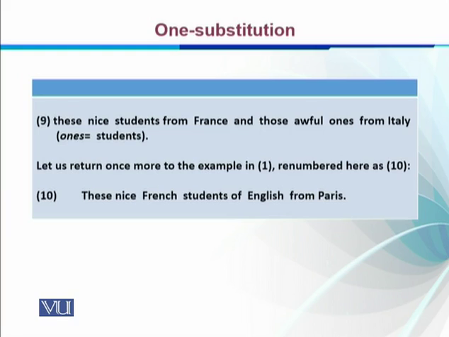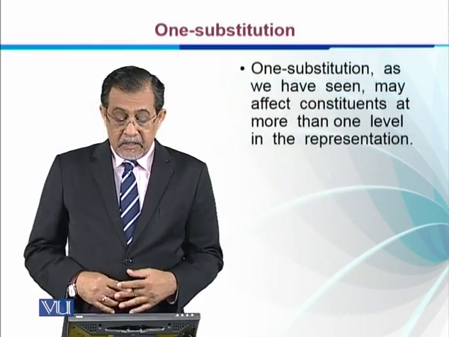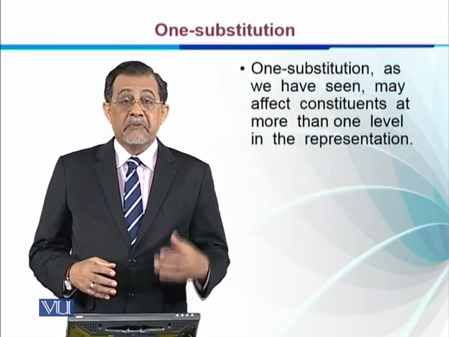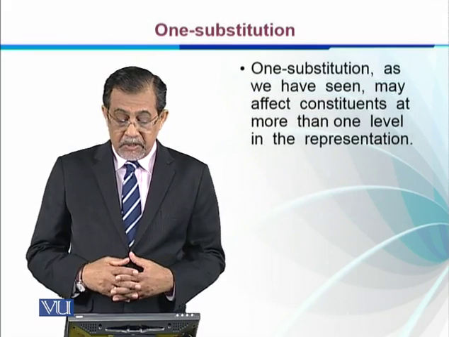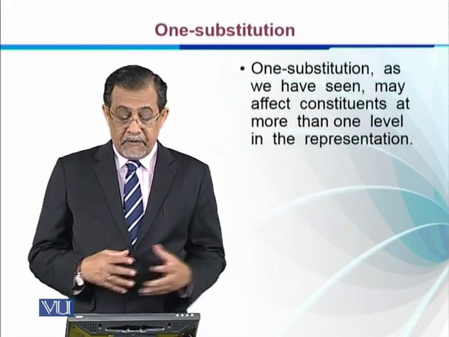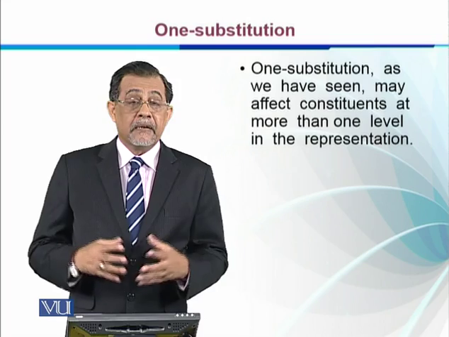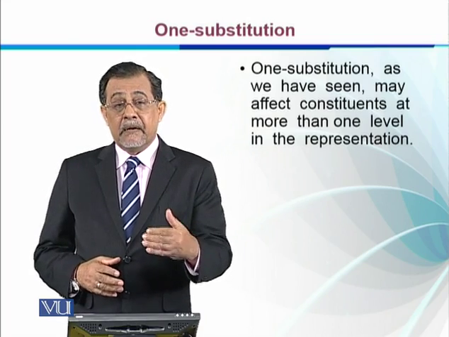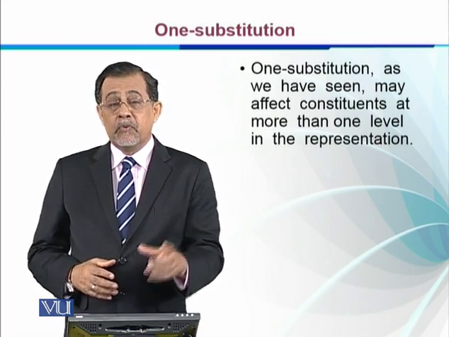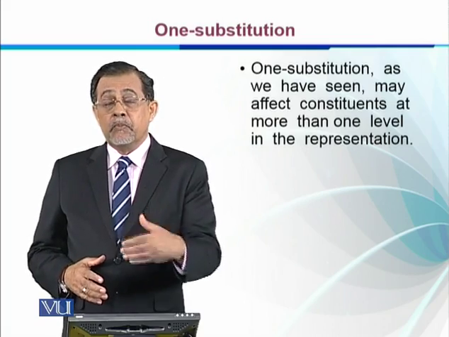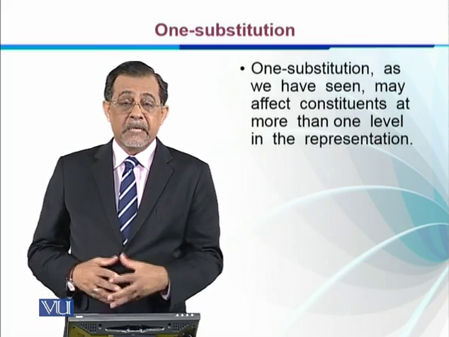Let us return once more to example 1, renumbered here as 10. These nice French students of English from Paris, right? So let's work on this, right? So one substitution, as we have just seen, may affect a constituent at more than one level in the representation. It may substitute one single noun, or it may substitute more than one, that is a noun plus adjective.